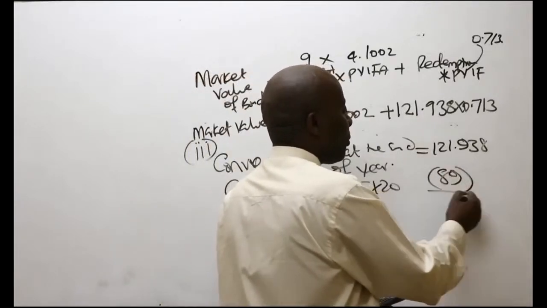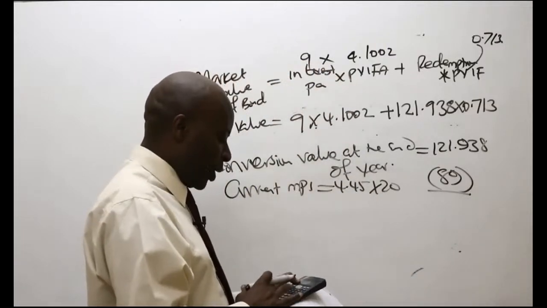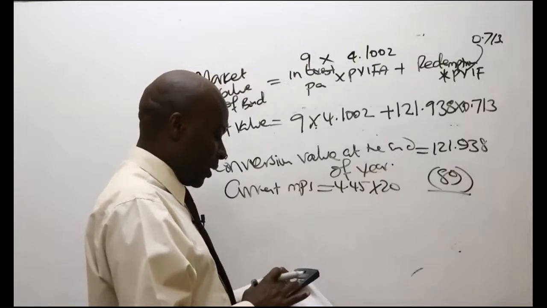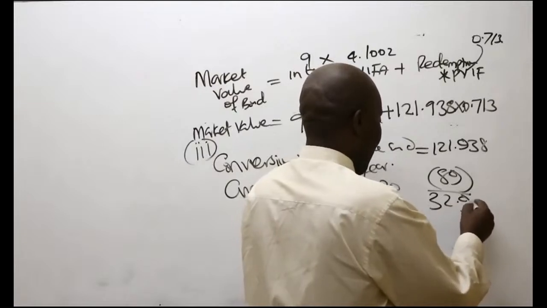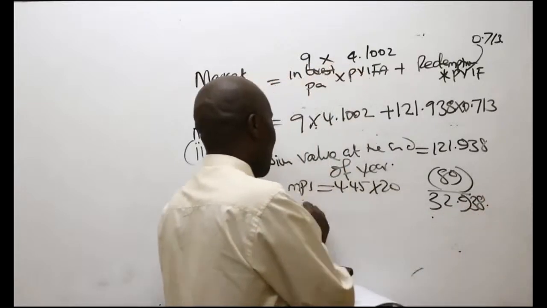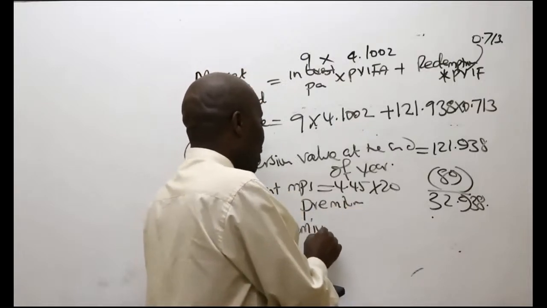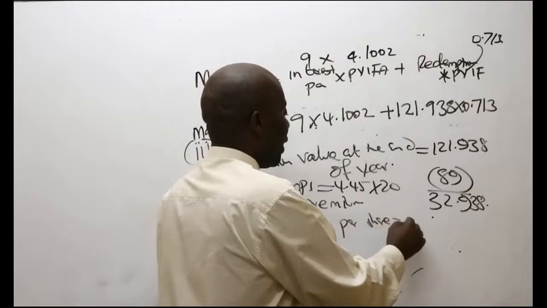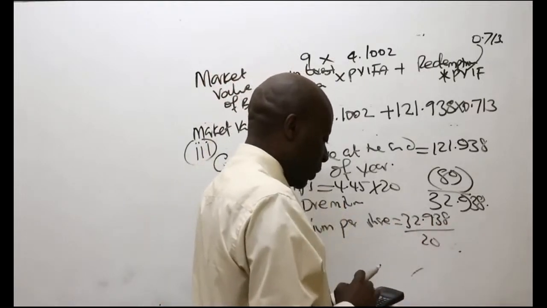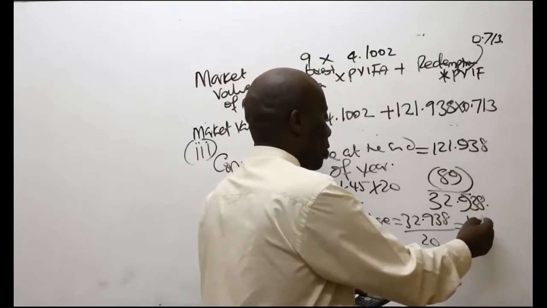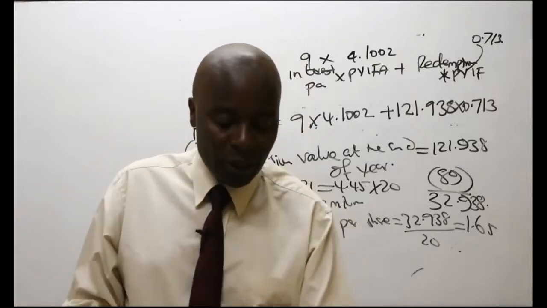Now, because of the option of converting, I can see some profit there. So the profit is 121.938 minus that answer, which gives me 32.938. But now remember, this is the premium for what? For all the shares. And the examiner is categorical. He wants you to ascertain the premium per share, which will be 32.938. We divide this by 20. What are we getting at the end of the day? It's approximately 1.65.